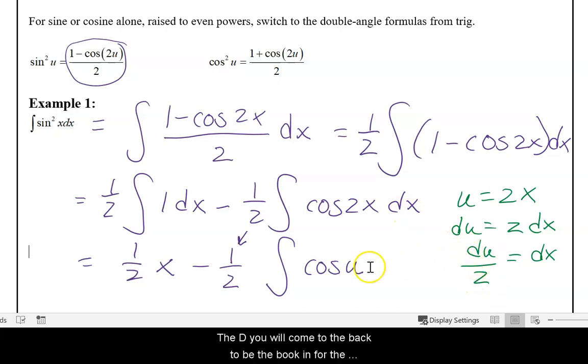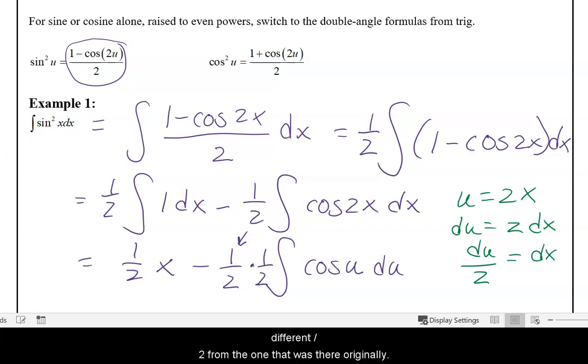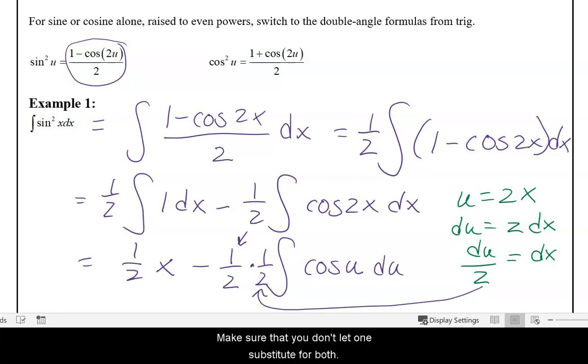The du will come to the back to be the bookend for the integral symbol, but the divided by 2 will go outside. That's a different divided by 2 from the one that was there originally. Make sure that you don't let one substitute for both. Now what will I need to do?